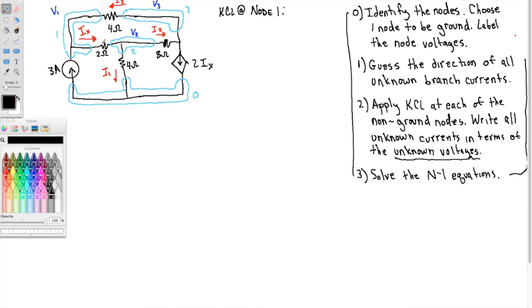Okay, so at node 1, maybe you should pause it and see if you can write an equation on your own. But at node 1, the 3 amps is coming in, and I3 is coming in, and I3 is V3 minus V1 over 4. Those are going in. What's leaving, IX is leaving. We're not going to write IX, we're going to write it in terms of the voltages: V1 minus V2 over 2 ohms.